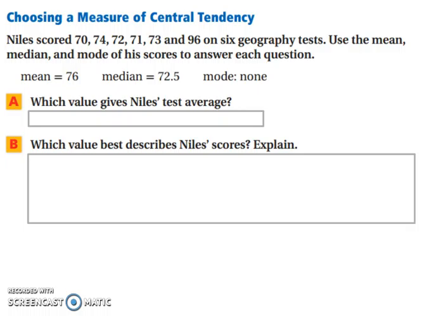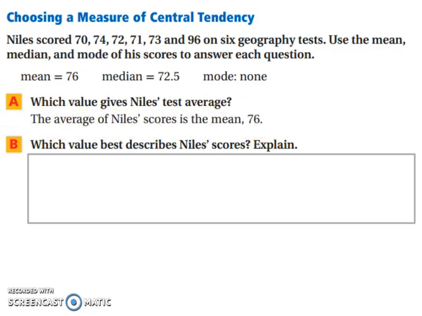Now let's look at choosing a measure of central tendency. Niles scored 70, 74, 72, 71, 73, and 96 on 6 geography tests. Use the mean, median, and mode of his scores to answer each question. So the mean was 76, the median was 72.5, and there was no mode. Which value gives Niles' test average? Remember, average is like the mean. So in this case, that would be 76.